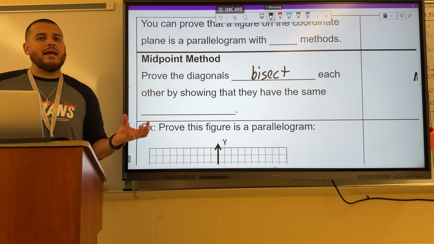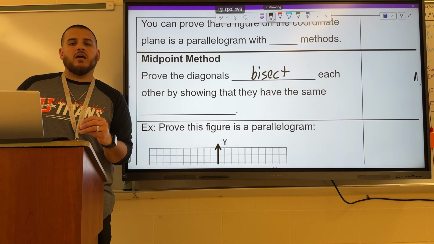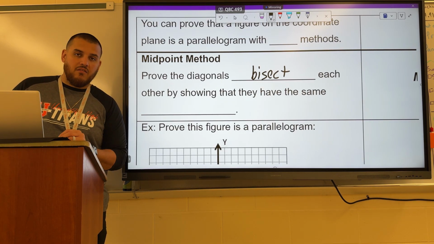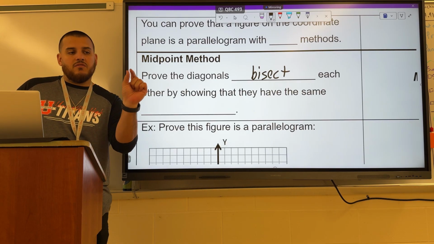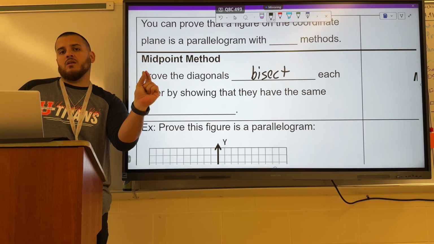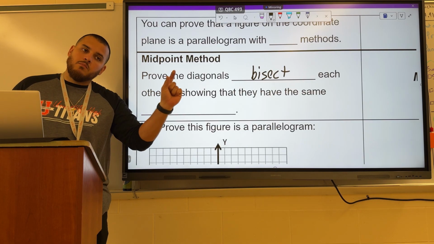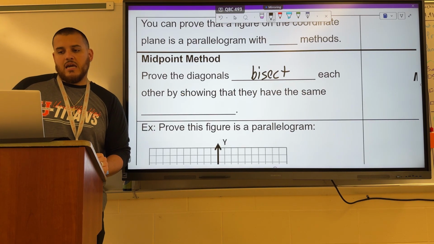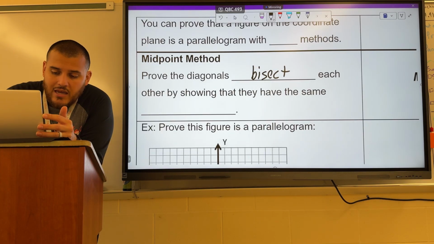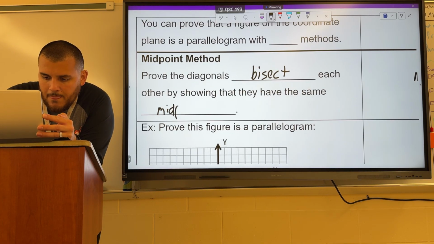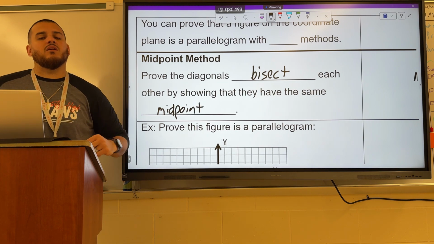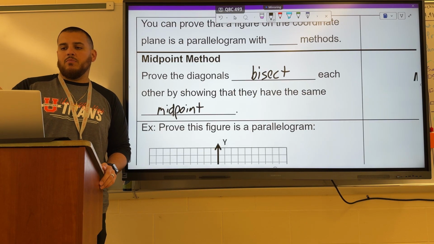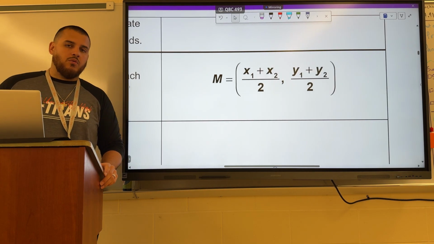All right, so we can use that diagonals converse on a graph to prove whether or not a shape is a parallelogram. So remember, diagonals bisect, that means they cut each other in half. And if something is cut in half, that point where it's cut in half is the midpoint, right? So if a shape is a parallelogram, then the midpoint of one diagonal must also be the midpoint of the other diagonal. So if we can show that two diagonals have the same midpoint, then we will prove that the diagonals cut each other in half, and therefore our diagonals converse theorem would apply, and that shape would have to be a parallelogram.